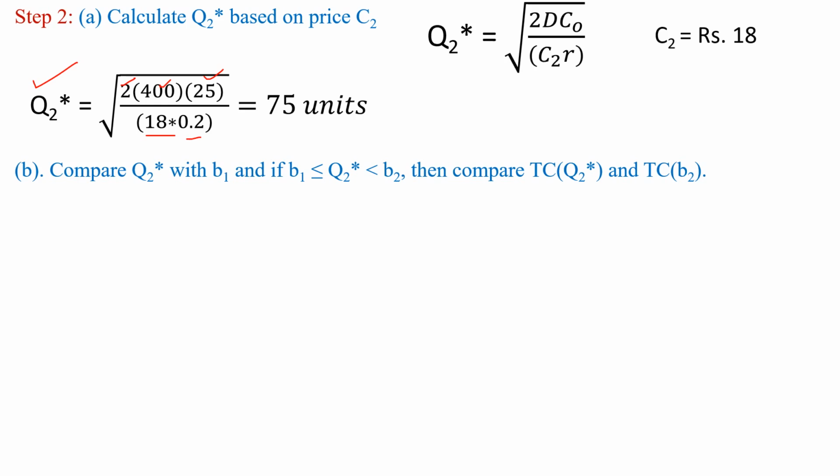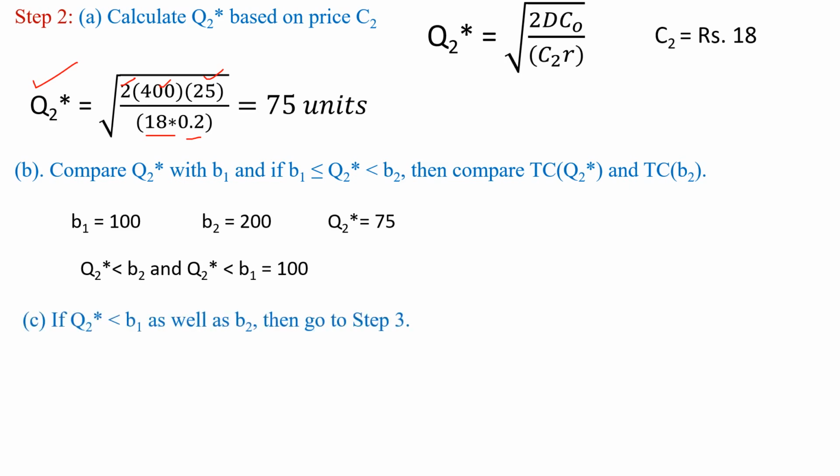Next we have to compare Q2 star with B1. If B1 is less than or equal to Q2 star and Q2 star is less than B2, which means Q2 star lies between B1 and B2, then I have to compare the total inventory cost at Q2 star and also at B2. So let's compare Q2 star with B1. Here B1 is 100, B2 is 200 and Q2 star we got is 75. So the relation is Q2 star is less than B2 as well as less than B1.